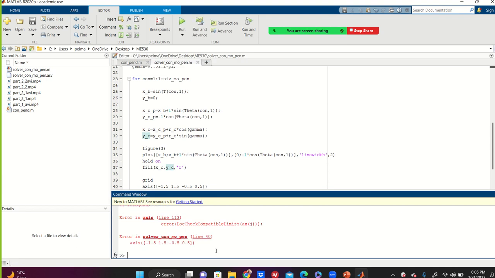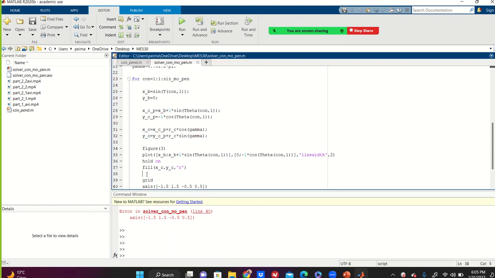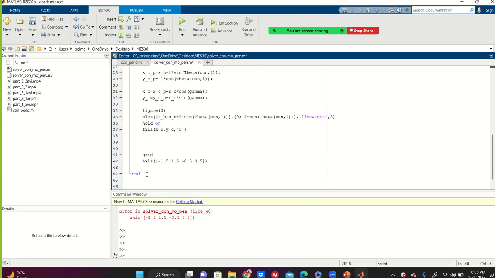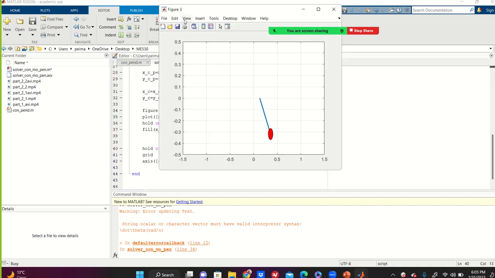So to fix it, after you plotted everything, you have to put this command, hold off, after you plotted everything. Now if I run it, this is what I get. See? Interesting, right?